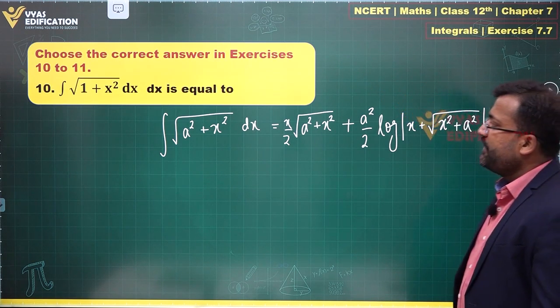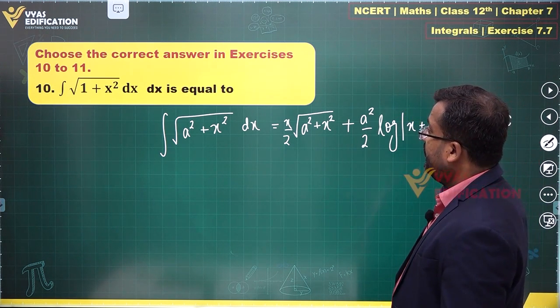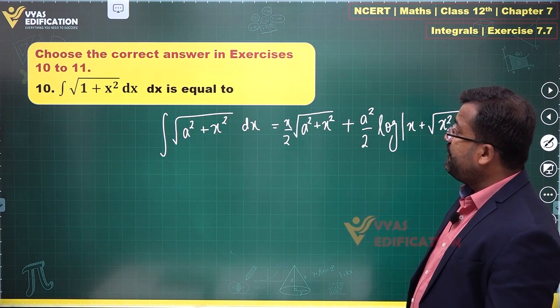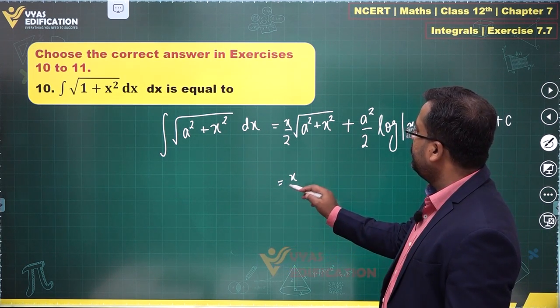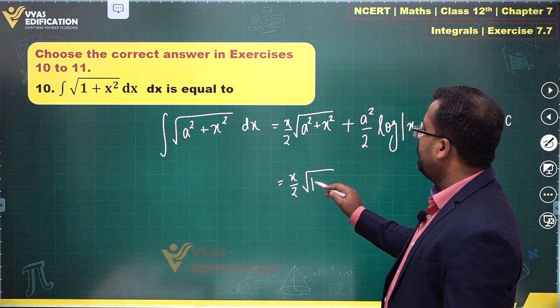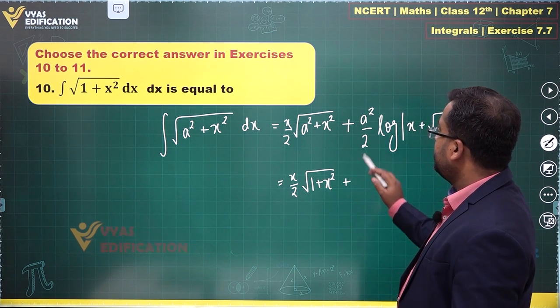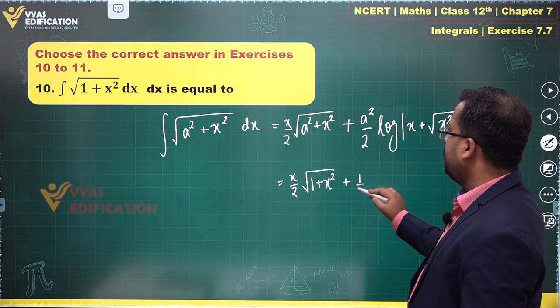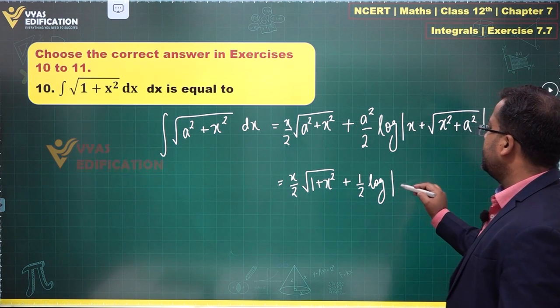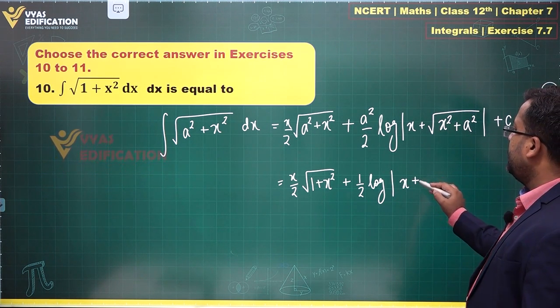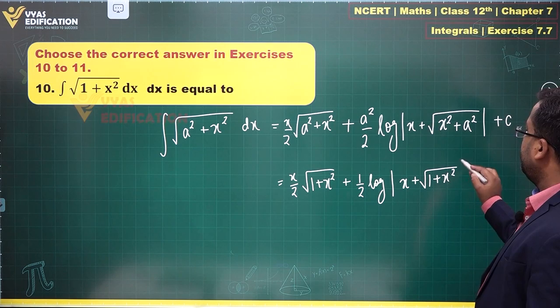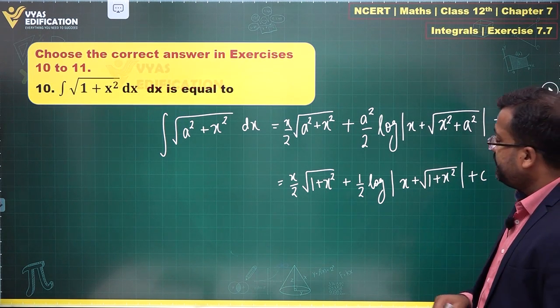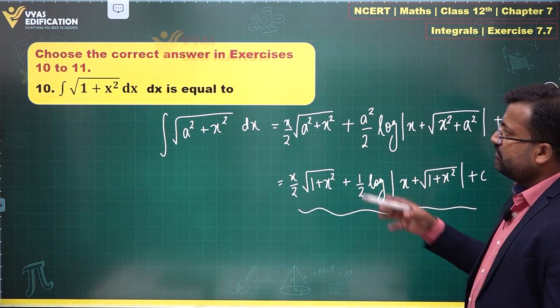This is what you have. So instead of a we have 1. So this formula becomes x by 2 under root of 1 plus x square plus a square by 2, which is 1 by 2 log modulus x plus under root of 1 plus x square plus constant. This is what you get, right? So this is the answer for this question over here.